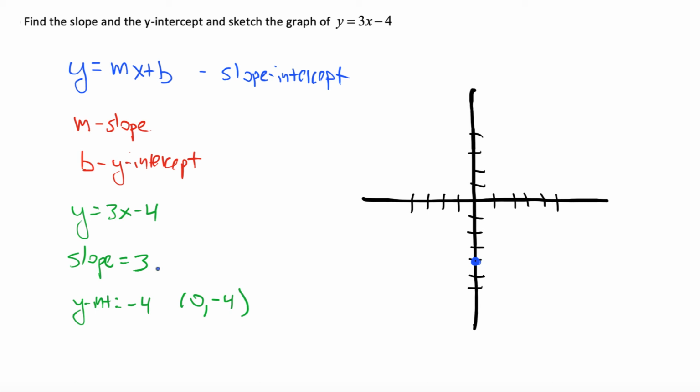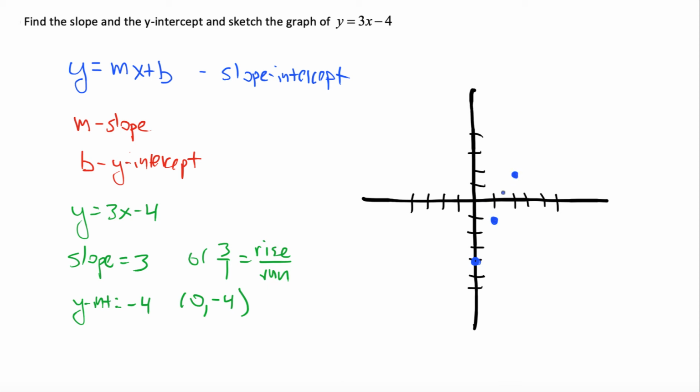And the slope is 3. Remember, what does that mean? The slope is 3, or we can write that as 3 over 1. That's also known as the rise over the run. This is positive, so we're going to go up 3 units and then go to the right 1 unit. So from this point, let's go up 3 units and go right 1 unit. We can do this one more time just to be sure.